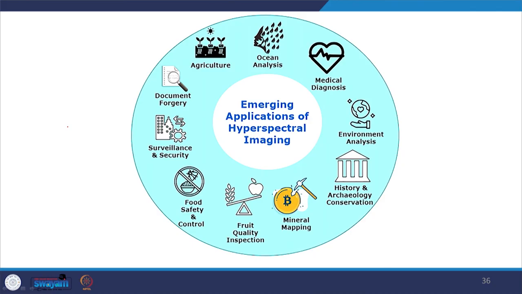There are several applications. This slide shows that whether we are talking about ocean analysis, agriculture, mineral mapping, environmental analysis or medical diagnosis, hyperspectral images have applications in all these fields. So this is all about the three types of data products covered in the lecture. Thank you.